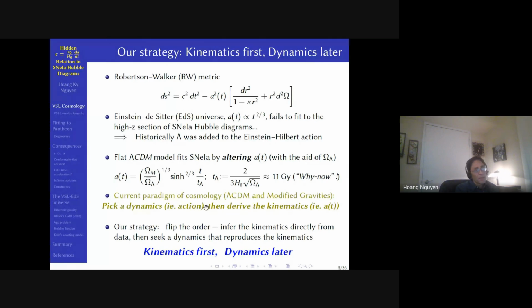So in the current paradigm of cosmology, such as lambda CDM or many other modified gravity approaches, the way to do it is that we start from some dynamics first. That means you propose an action. Let's say we take lambda CDM, you can add in torsion, you can add in non-metricity, you can add many things, different kinds of action like f(R), f(T), and f(Q), many things, right? And from that we solve the Friedmann equation, we derive the function a(t) here. And of course after that we fit with the data, right?